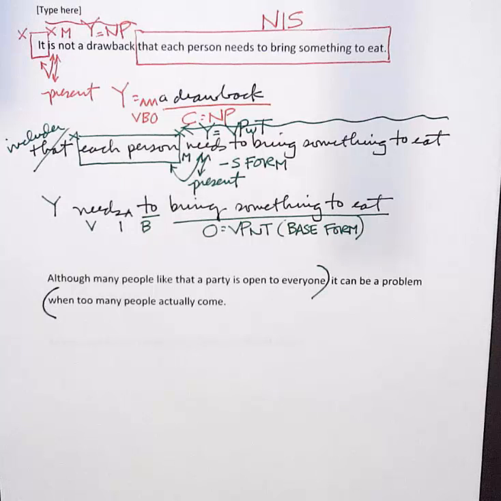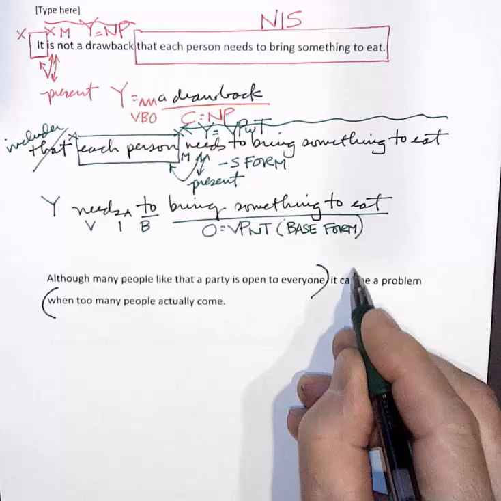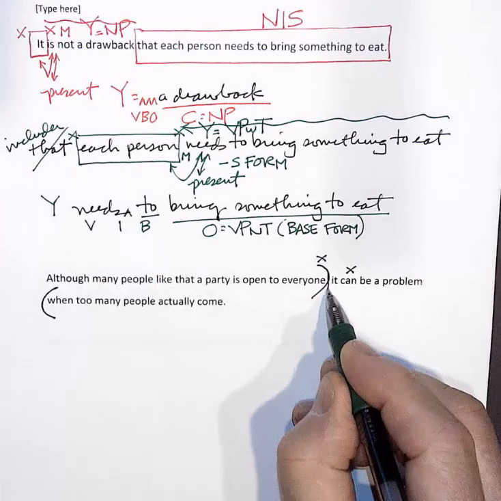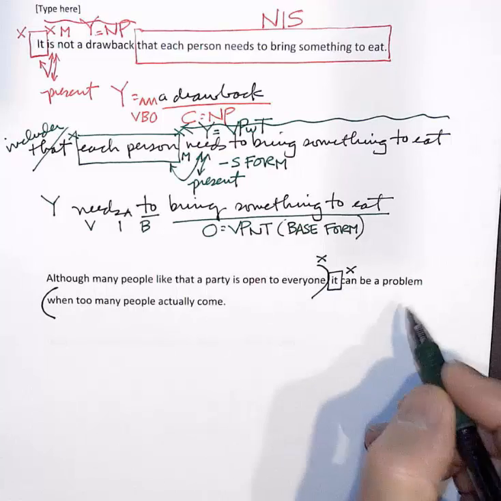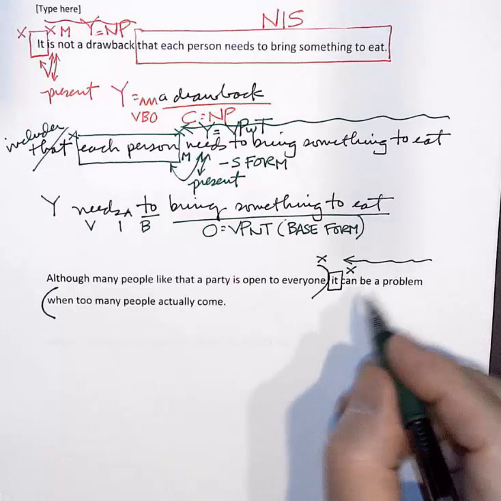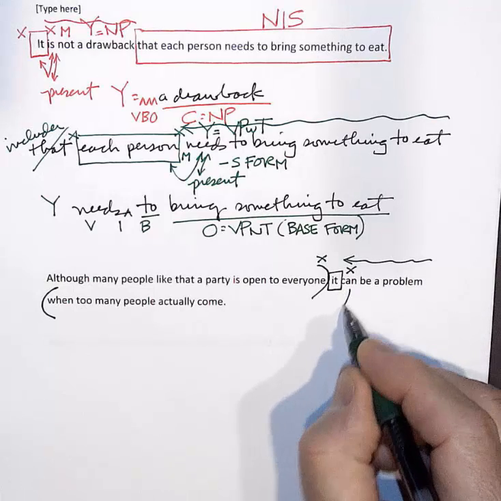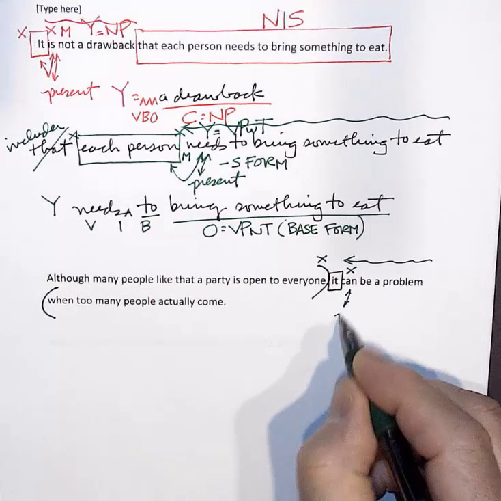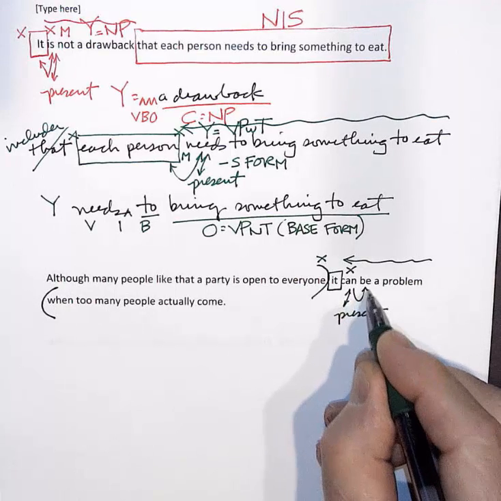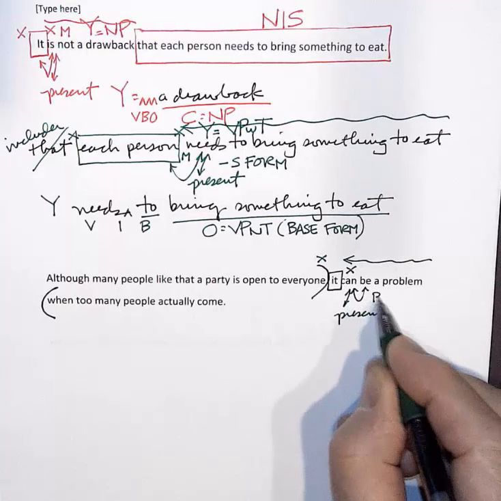I never thought about doing it that way. So that could be fun, be different. Can is the X word. It is the subject. Can ties with the present. Can ties with be, base form.